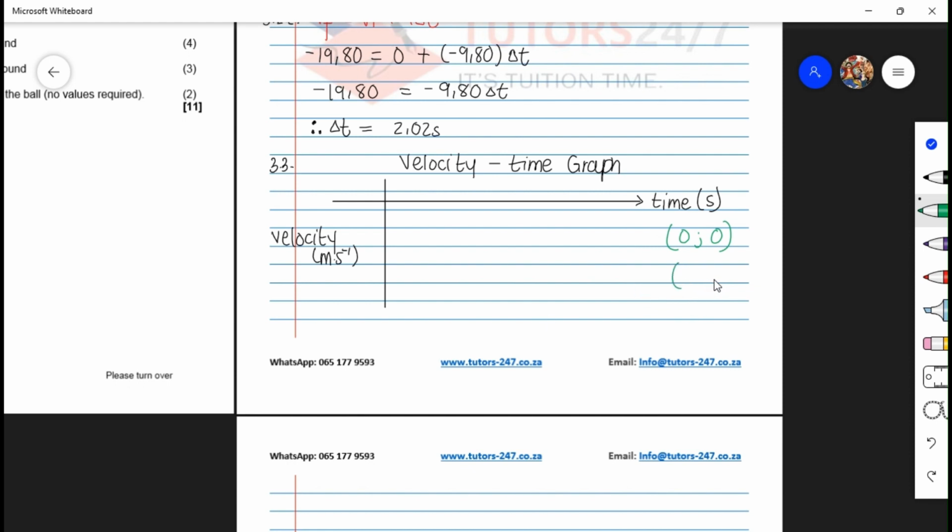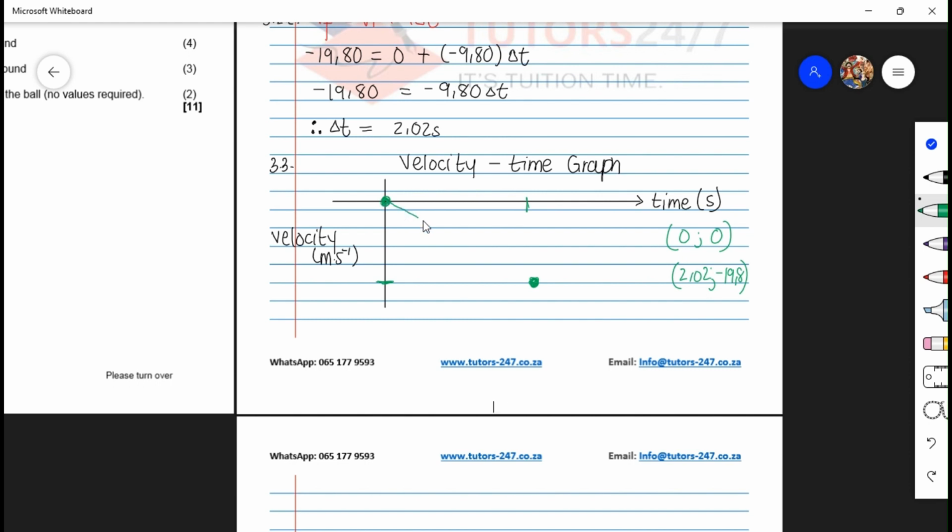Now, our second coordinate, our ending point, is going to be our final time, which is 2,02, and our final velocity, which is negative 19,8. So negative 19,8 is almost negative 20. So that's a bit low on our y-axis. So if we have negative 20 somewhere here and our value of 2 somewhere here, that'll mean our ending coordinate will be about here, whereas our 0 and 0 is our origin, which will be about there.